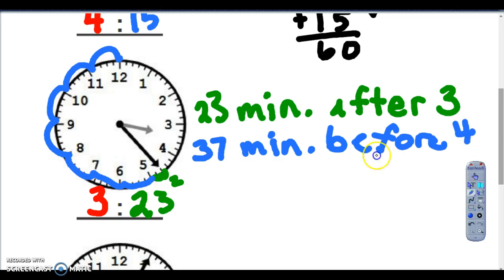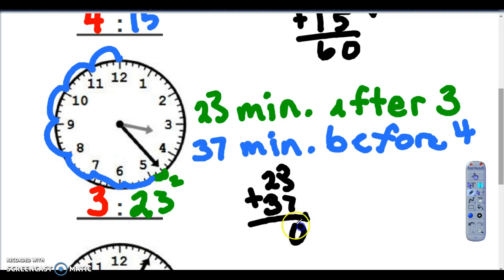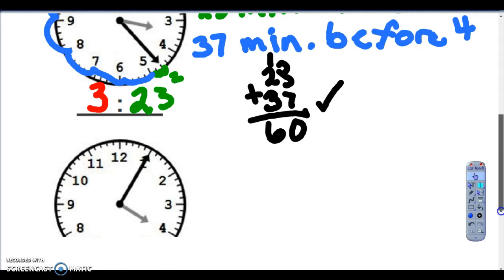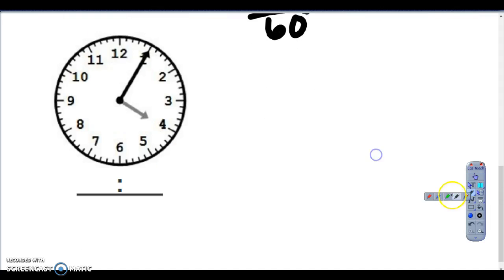So I'm just going to check my work here. 23 plus 37. 3 plus 7 is 10. 3 plus 2 is 5 plus 1 more is 6. So I checked my work. I know I did it right. Alright, let's try one more here together.